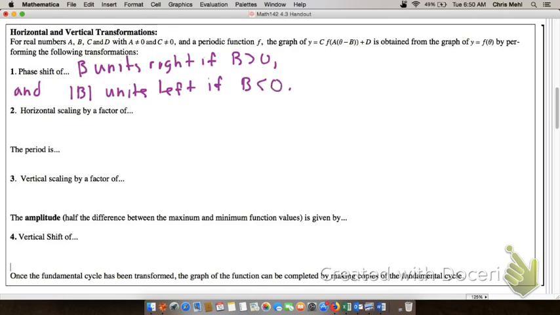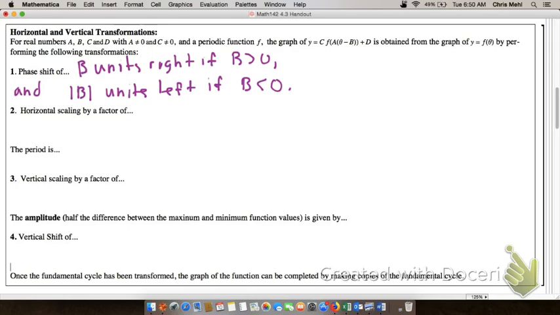So what you typically do when you transform these periodic functions is you find what's called the fundamental cycle, and we'll get there in just a moment. And then what the phase shift tells you is where the fundamental cycle of the transform function will begin.